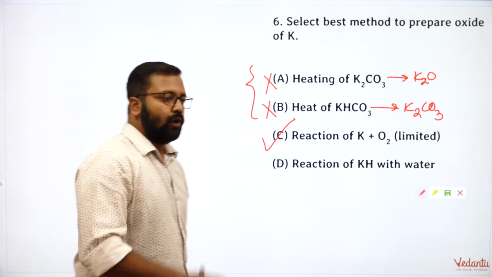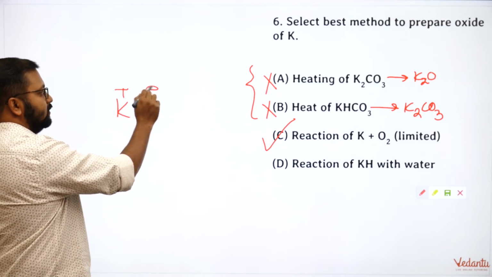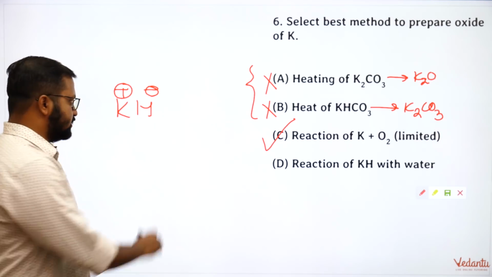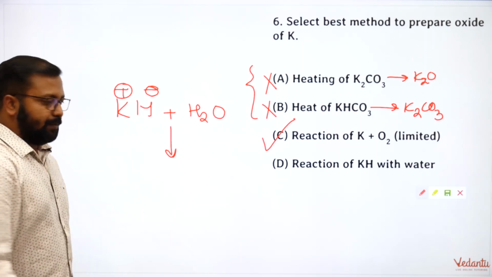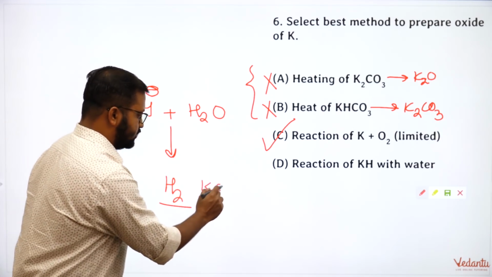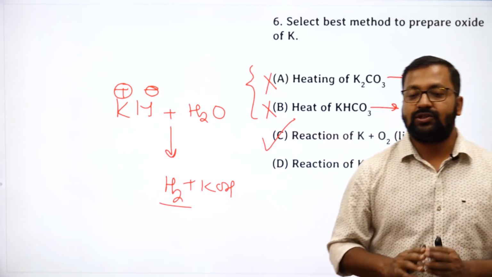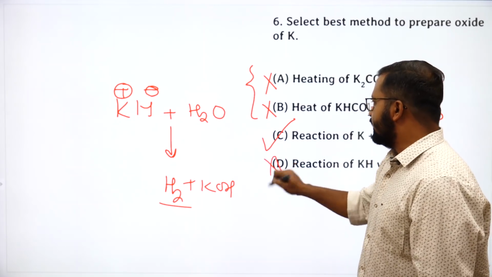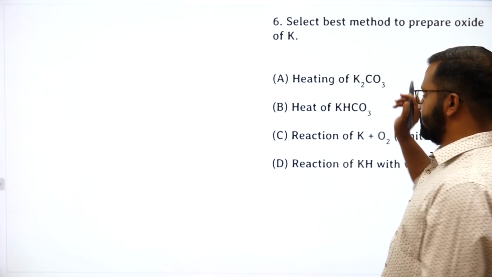Reaction of KH with water. This will not work because KH is potassium hydride, K plus H minus. If it reacts with H2O, what will happen? This H minus will take up a proton and change into H2. Okay, and we'll get KOH. ये मिल जाएगा. So this reaction won't work. So the right answer to this question is option C. Okay. Next question.